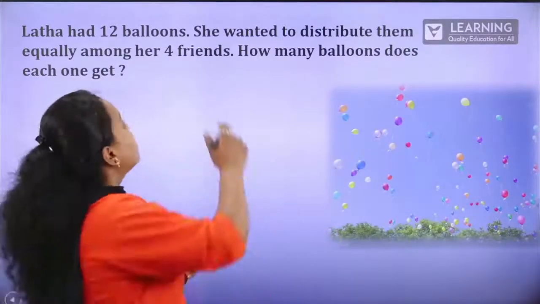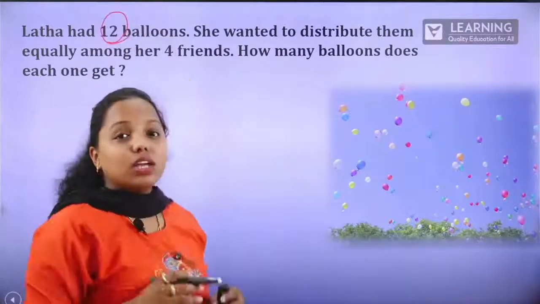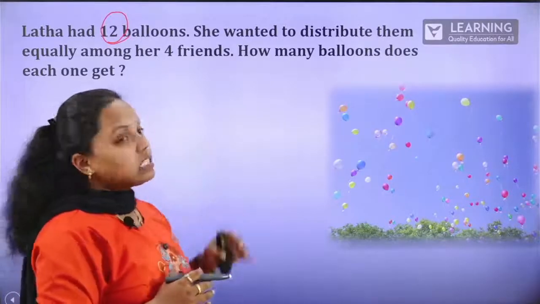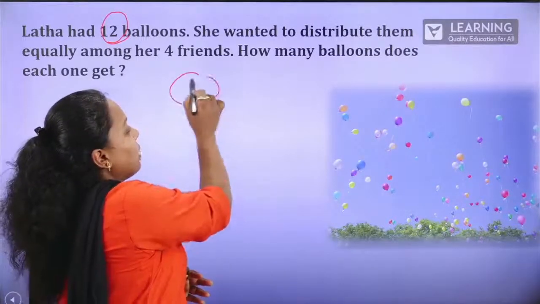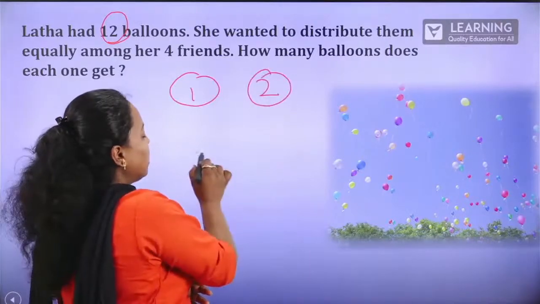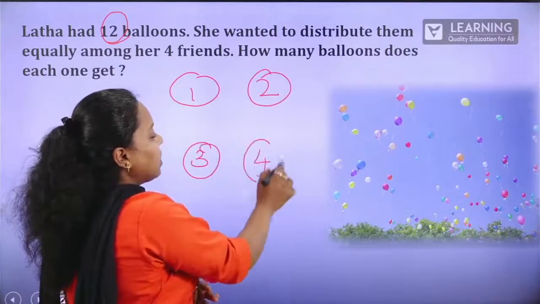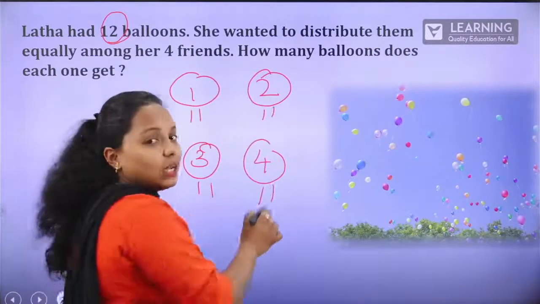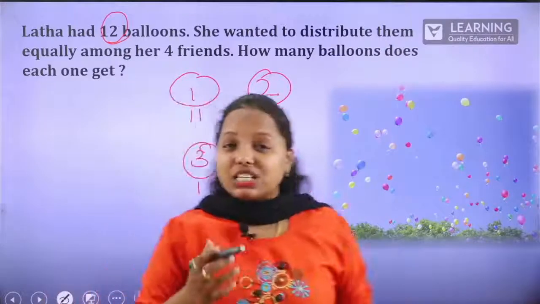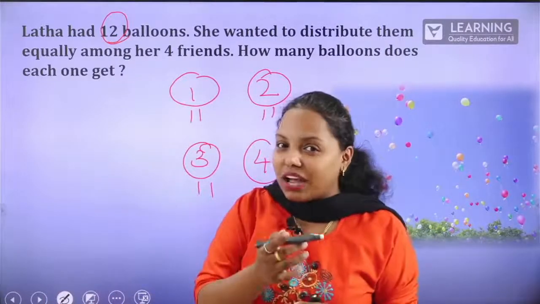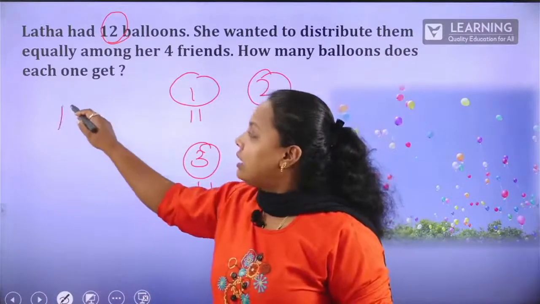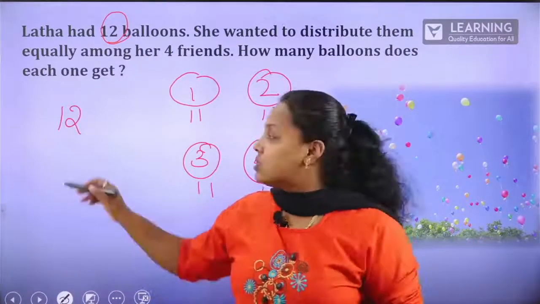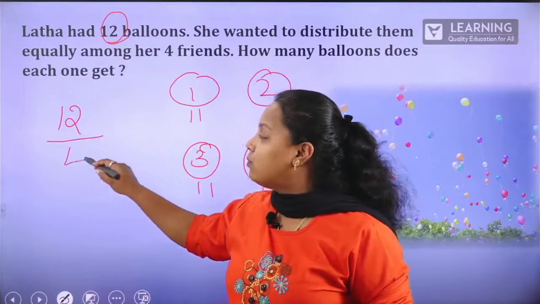So, how many balloons is Lata having? Lata is having 12 balloons over there. But friends are 4 over there. Let me take 1 friend, 2 friend, 3 friend, 4 friend. Suppose you keep on giving 1, 1, 1, again 1, 1, 1. It is very difficult, right? Yes. So instead of that, our easy method, just now I have discussed: it is 12 entire balloons you are distributing. So the easy method is to divide by 4.